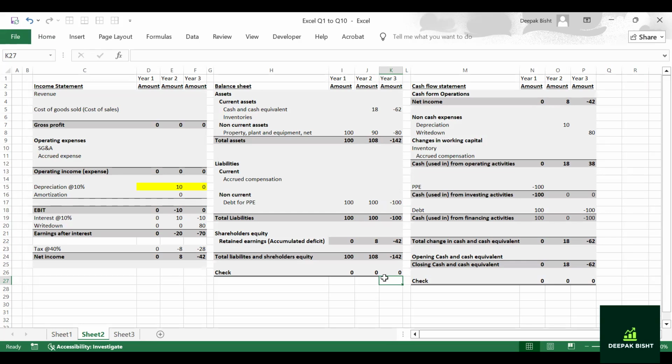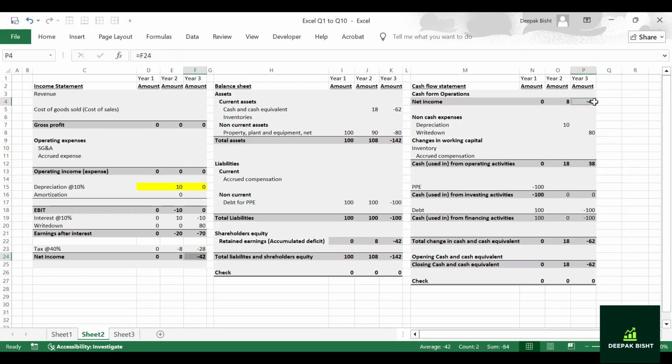So the third question is a little tricky. What I wanted to tell you is, on the income statement, the $80 worth of write down was a pre-tax item. Because this is written down, it will decrease our earnings after interest, the pre-tax income, from minus 20 to minus 70. With a tax rate of 40%, the tax effect is minus 28. The net income will be minus 42. So there will be a loss of $42, which will be reflected in the net income.